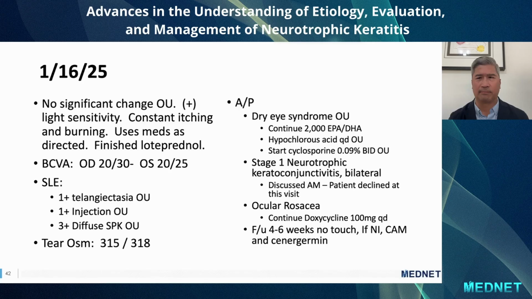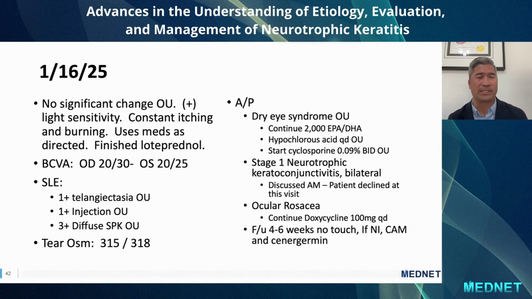So the assessment and plan, though, is she did still have that diffuse staining that just is not going away. And so she's diagnosed with stage one neurotrophic keratitis bilateral. Discuss amniotic membranes. And typically we go with the cryopreserved membrane within our cornea clinic. Patient declined. So she stayed on the doxycycline. I said, well, we'll see. We'll just give it more time.